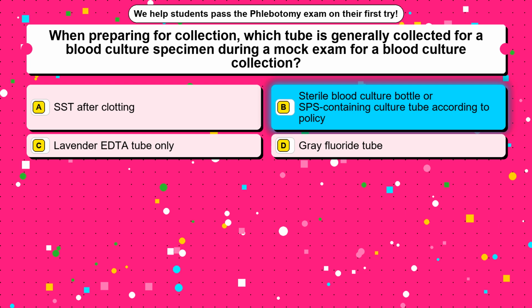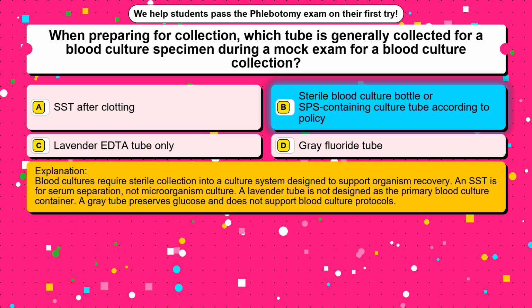The correct answer is option B. Sterile blood culture bottle or SPS-containing culture tube according to policy. Blood cultures require sterile collection into a culture system designed to support organism recovery. An SST is for serum separation, not microorganism culture. A lavender tube is not designed as the primary blood culture container. A gray tube preserves glucose and does not support blood culture protocols.